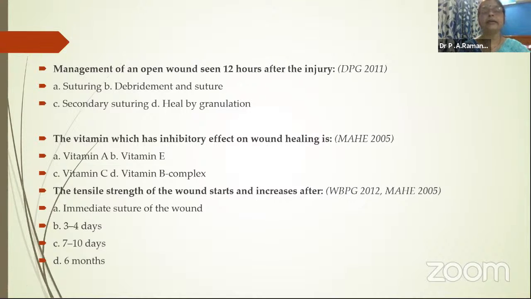Suppose you are in the casualty, they have brought a boy with an injury. It is more than 6 hours. So what do you have to do? What do you have to tell? You have to clean, irrigate, wash, bandage. Tell them to come after 2 days. Check the wound. Then you do delayed primary closure. Understood, students? So here, maybe what fits is debridement and delayed primary suturing. Probably B should be the answer. Next, vitamin which has inhibitory effect on wound healing. Vitamin A, is it favorable, necessary or not?